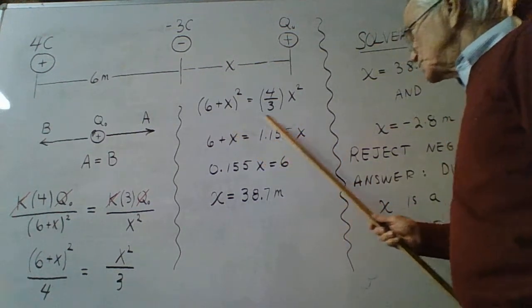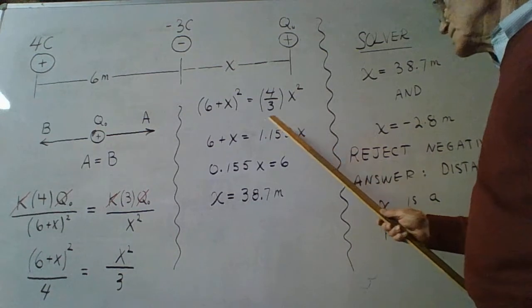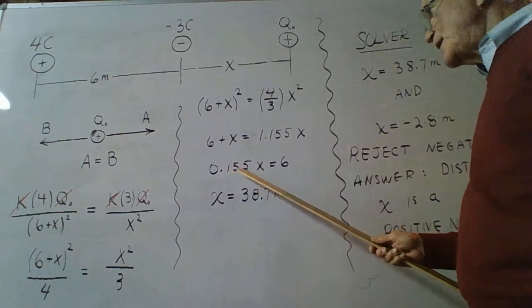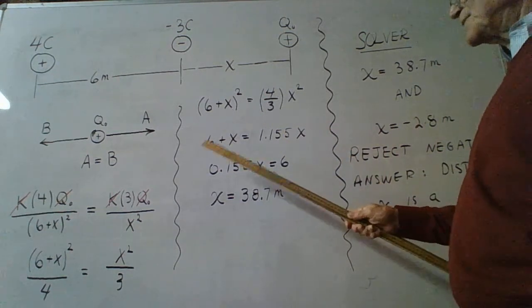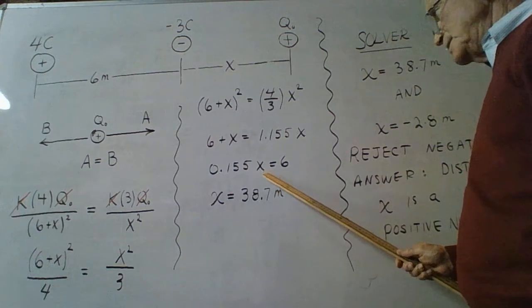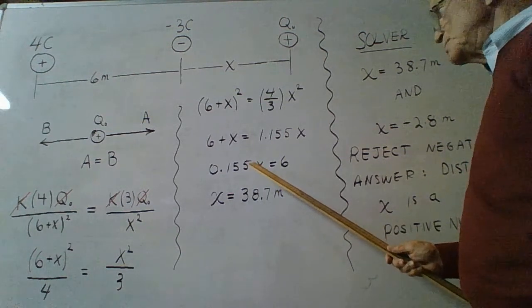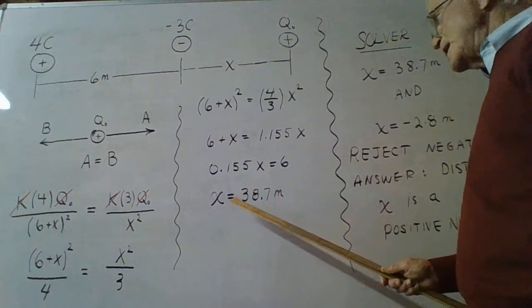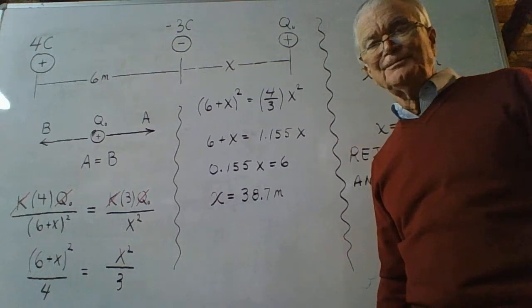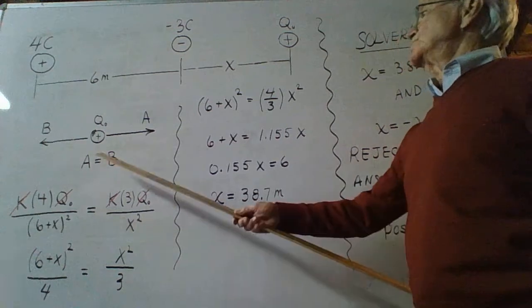Bring this x over to the right side. That subtracts an x from what we already have, leaving just 0.155x over here. 6 is on the left side. Now reverse the order left and right, as I did here, and divide both sides of the equation by 0.155. Final answer, 38.7 meters.